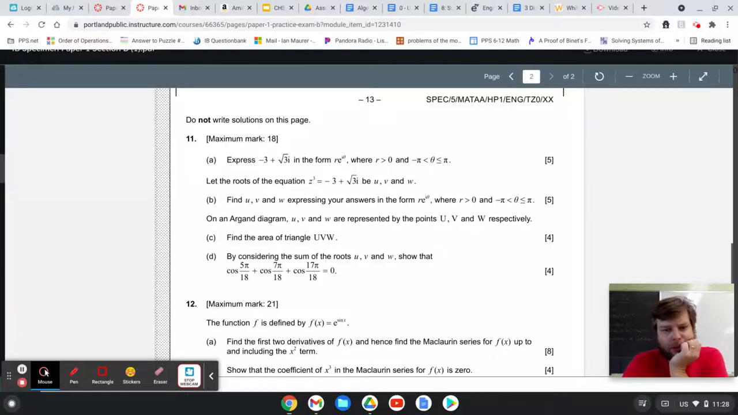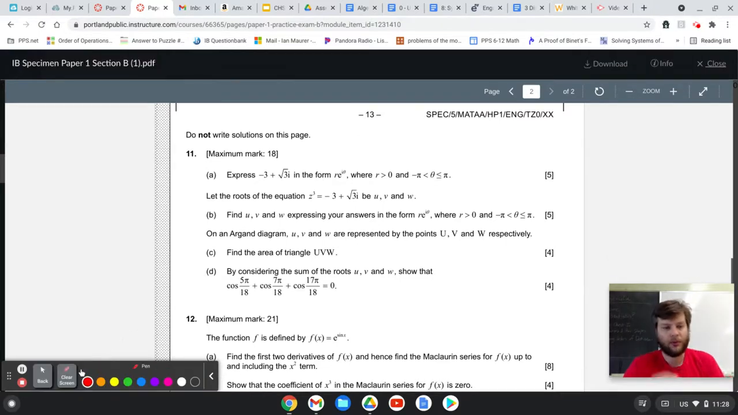Okay, here's problem two. Kind of a lot to fit in on this screen, but I'll do my best with it. Dealing with complex numbers in polar form. So first we have negative 3 plus 3i in the form r e to the i theta. So we need to find the r and find the theta.